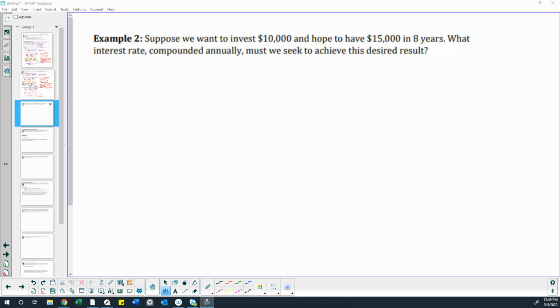Here's example 2 for compound interest. Okay, so we have our formula A equals P times 1 plus r over n to the nt power. So this time we're going to try and find r. We want to have $15,000. Right now we have $10,000 invested, and we would like to have that in 8 years.